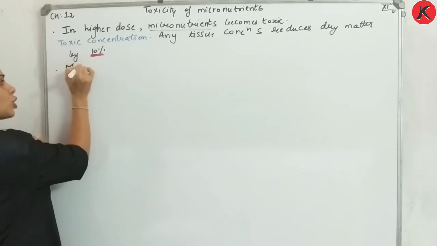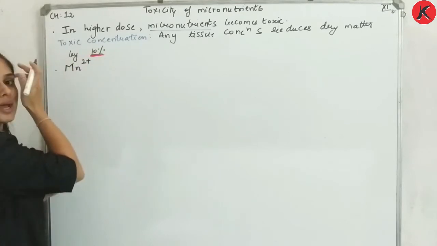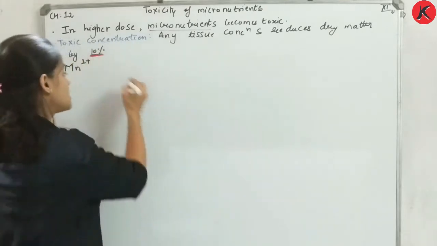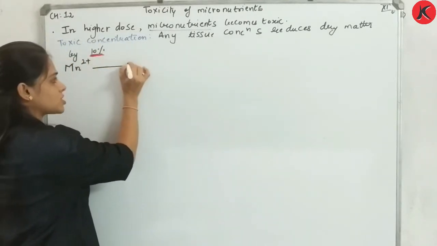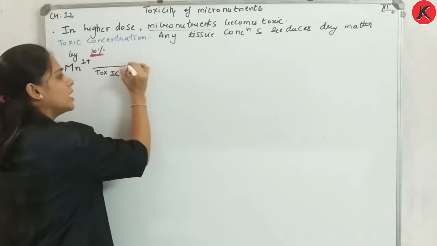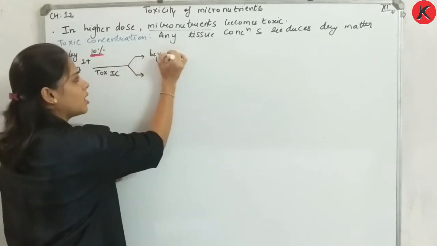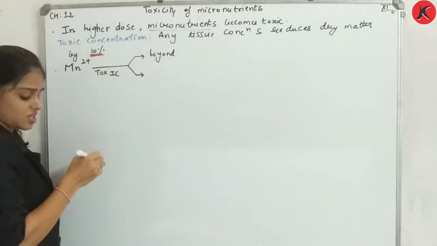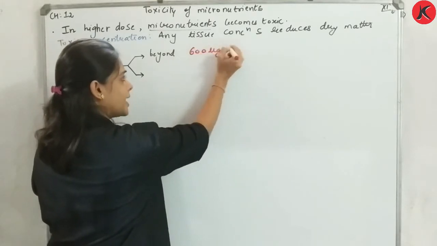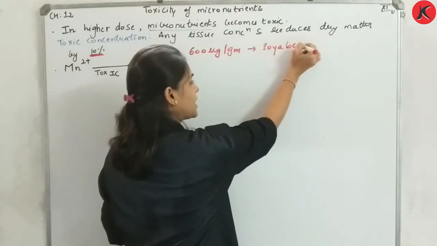Yes, but what I said, say for example, if I am talking about your Mn, that is your manganese 2+, it's a divalent ion. If I am talking about manganese, so this manganese becomes toxic when its amount goes beyond, crosses 600 microgram per gram in case of soybean. Are you people getting my point?